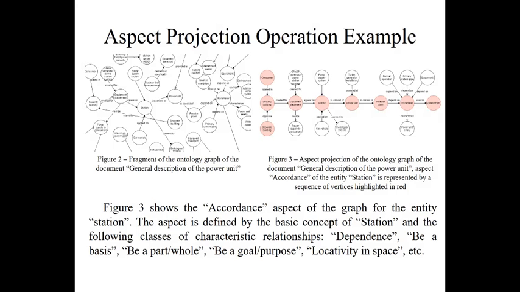We built a graph using our automated tools, so these are our screenshots. On the left picture, this is the ontology graph built on full text document, and the right one presents the results of aspect projection.